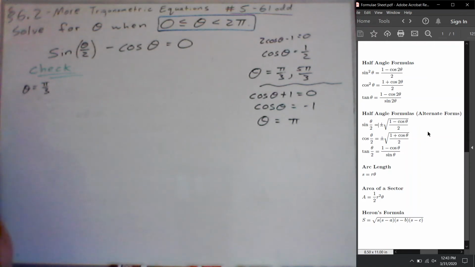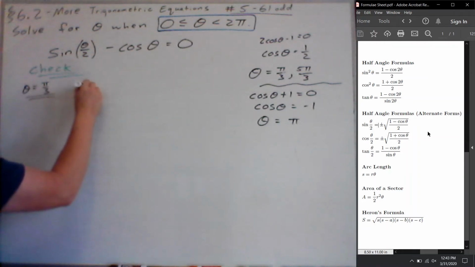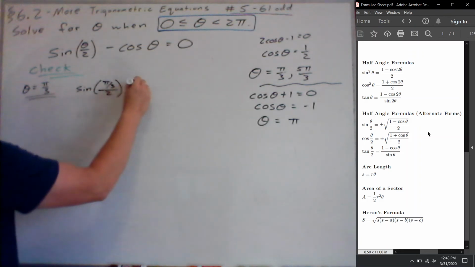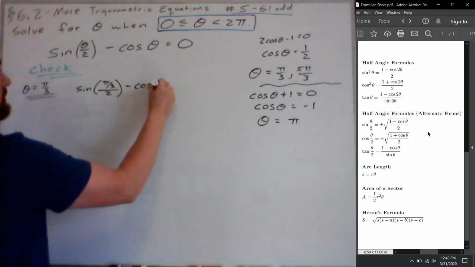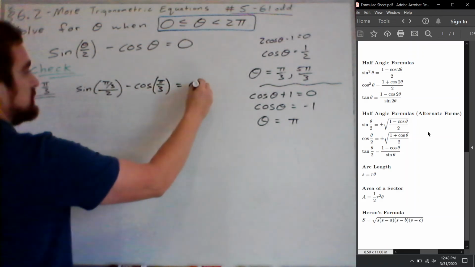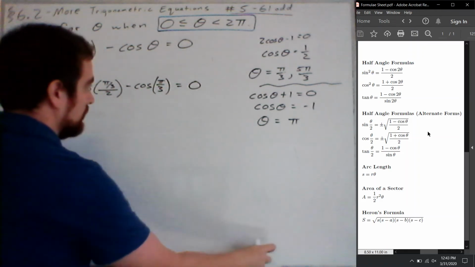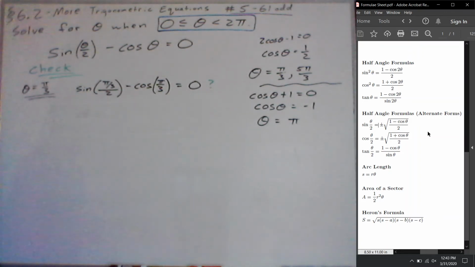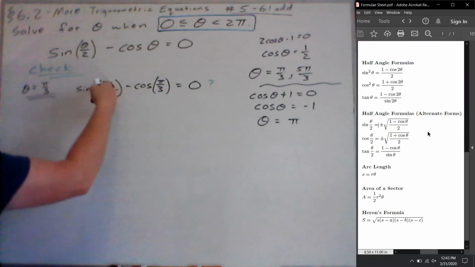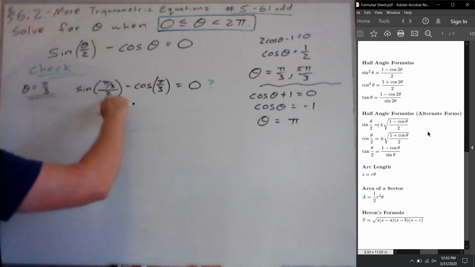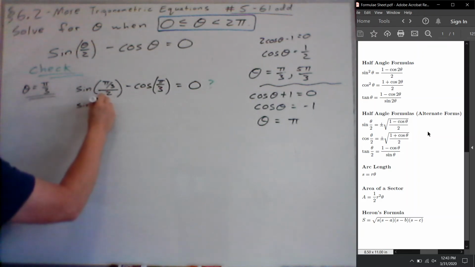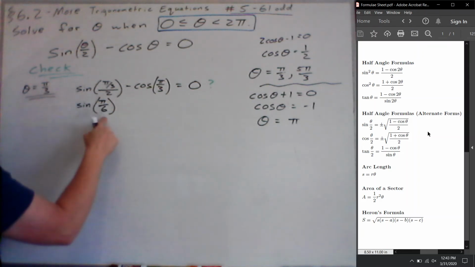If theta is equal to pi over 3, then I'm plugging in pi over 3 here, dividing by 2, minus cosine of pi over 3, and checking to see does that equal 0. I want to know if this is actually solving the equation. If I have pi over 3 and divide by 2, I'm really multiplying by the reciprocal, 1/2. Chop pi over 3 in half, you get pi over 6.